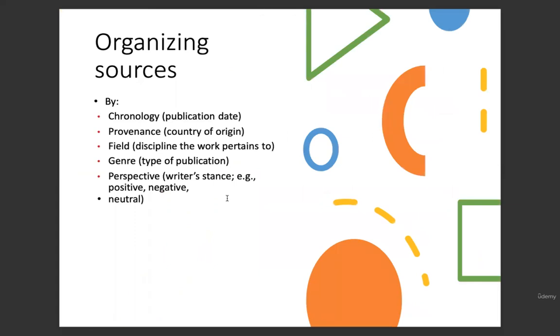And there are so many ways of organizing the sources. It could be about the date. It could be about the country of origin of the work. It could be about the field, discipline related. You can organize your sources according to genre. You can organize your sources according to perspective. I usually use the perspective one or the publication chronology one, the publication date one, but it's up to you. You can decide which one to follow, or you can check the journals.